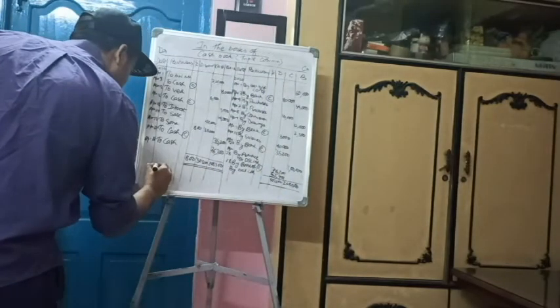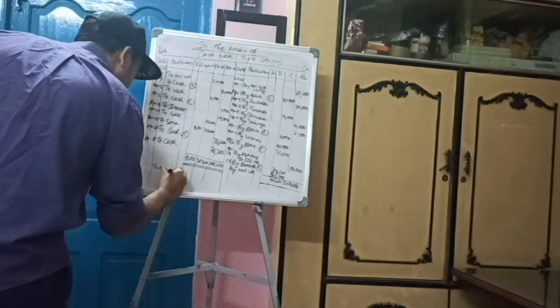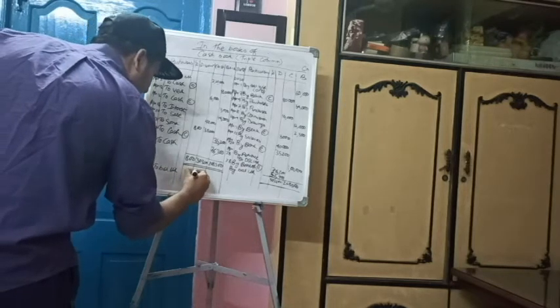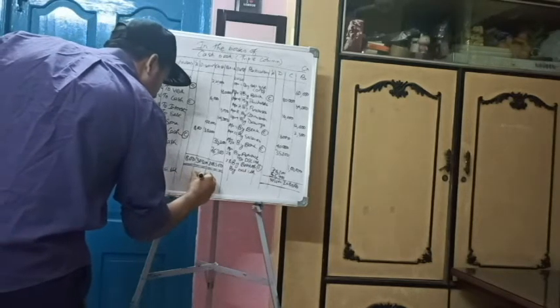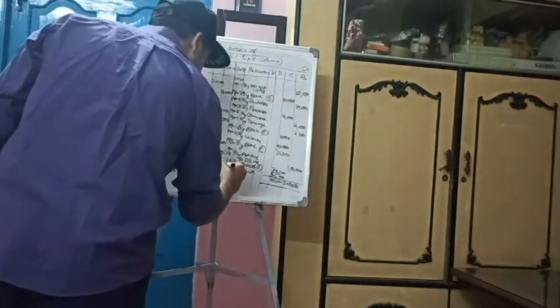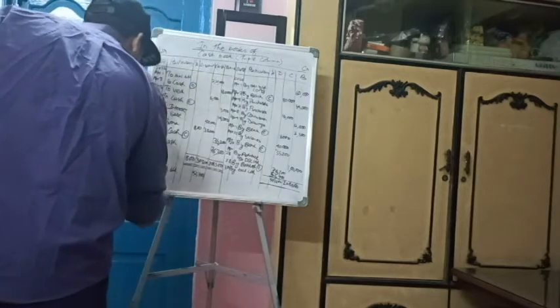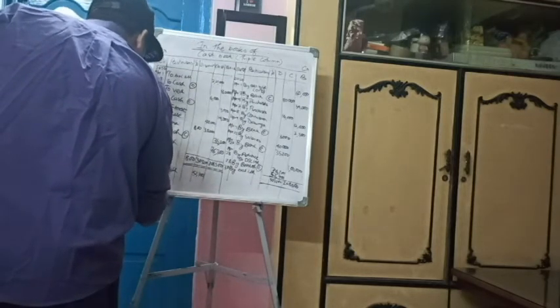Balance would be carried down. So balance brought down 52,700. This would be April 30 and this one would be May 1st. So here the sum ends.